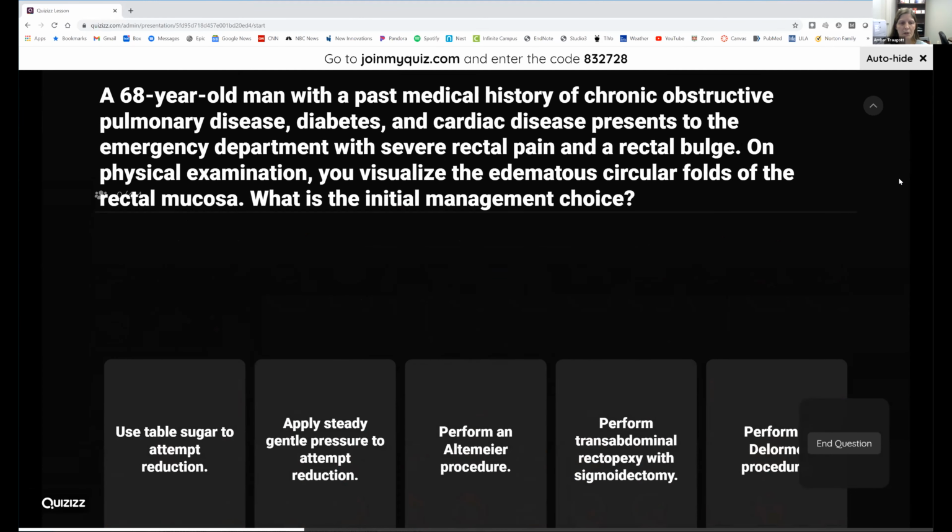All right, the next patient is a 68-year-old man with a past medical history of COPD, diabetes, and cardiac disease, who presents to the emergency department with severe rectal pain and a rectal bulge. On physical examination, you visualize the edematous circular folds of the rectal mucosa. What is the initial management choice? Use table sugar to attempt reduction, apply steady, gentle pressure to attempt reduction, perform an Altemeier procedure, perform transabdominal rectopexy with sigmoidectomy, or perform a DeLorme procedure.